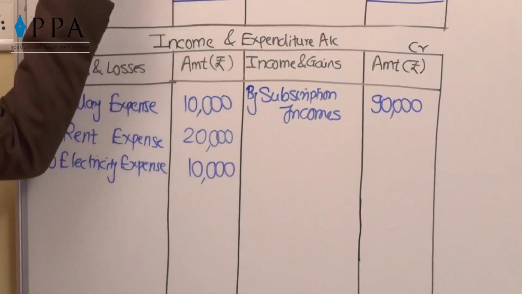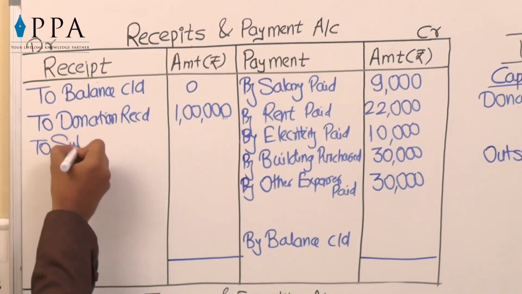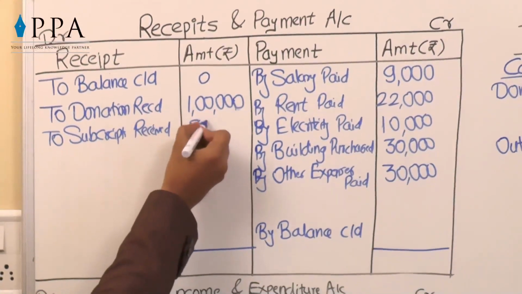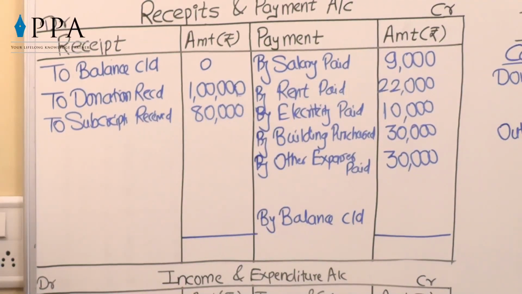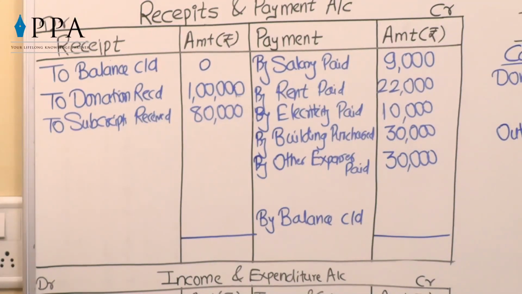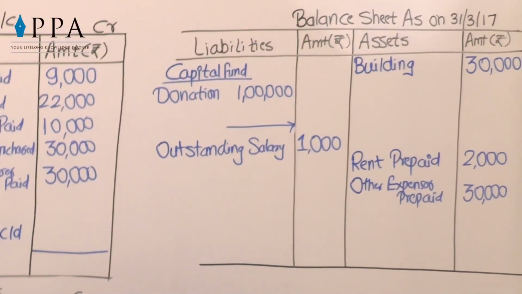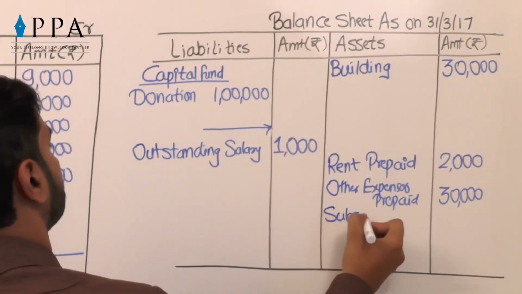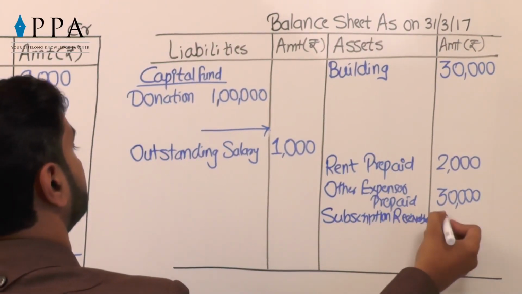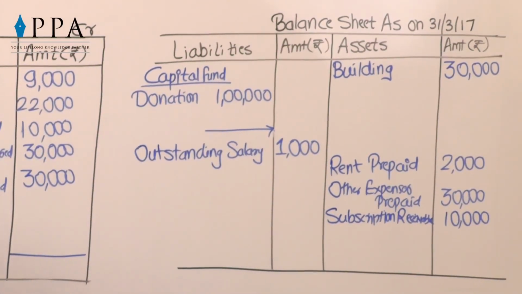Received. So let's go to the receipt side of receipt and payment account, where we will record it to subscription received only 80,000. 90,000 was expected to be received, only 80,000 is received, 10,000 still receivable. Anything receivable is our asset. So asset, we have to go to the balance sheet now. Balance sheet asset side, we can record subscription receivable. It is 10,000. 90,000 was expected, 80,000 received, 10,000 still receivable.